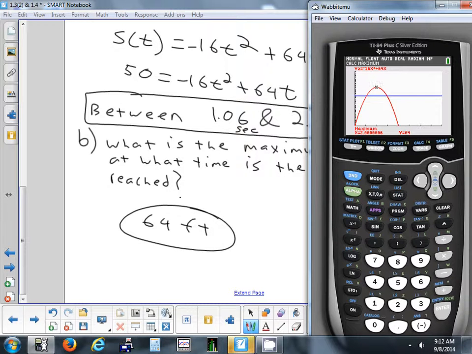So all kinds of questions I could ask you here. I just asked you what the maximum height is, but I could ask you when does it reach the maximum height? 2 seconds. Could ask you how long is this object in the air for? Well, you'd have to find where it hits a height of 0 again, and I think that's at about 5 seconds. So projectile motion, all kinds of questions.